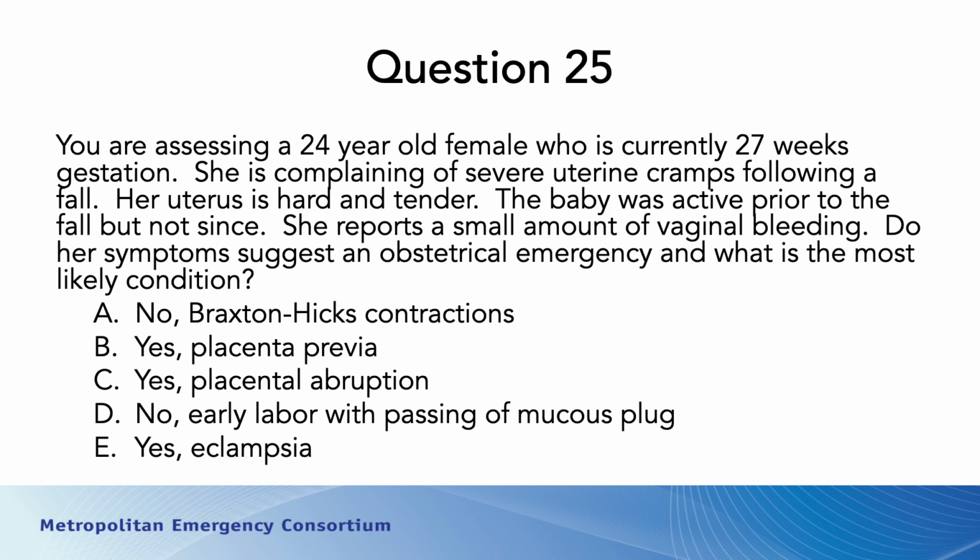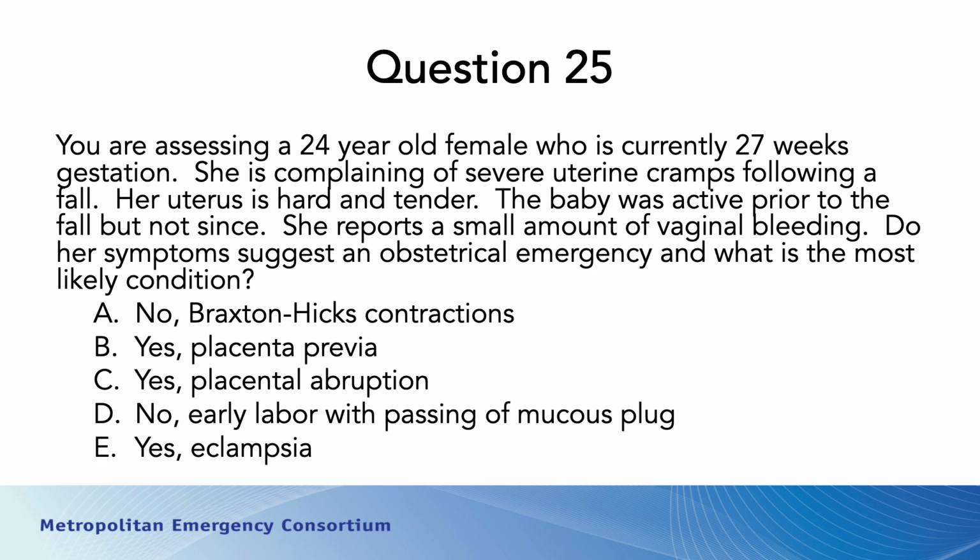Here's a 24-year-old female, 27 weeks gestation, complaining of severe uterine cramps following a fall. Her uterus is hard and tender. Baby was active prior to the fall, but not since. She reports a small amount of vaginal bleeding. So the basic question is, do her symptoms suggest an obstetrical emergency? And if so, what is the most likely condition?